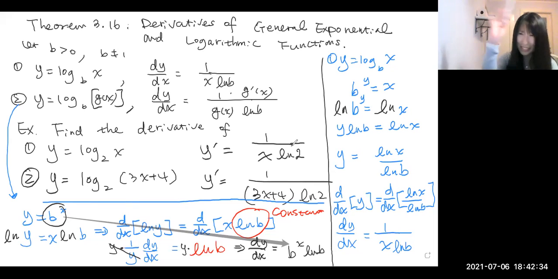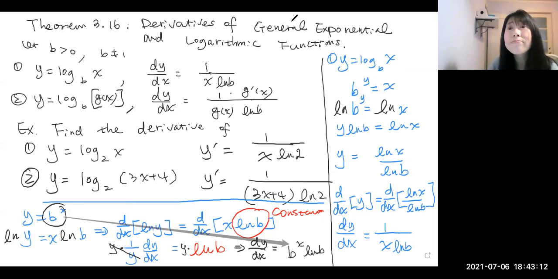Oh, this is not number 2. We will do this one. So we create another formula, right? If we have y equal to b to the x power, then when we take the derivative, we get b to the x power times ln b. Make sense? So let me write it down here. Let me erase, okay?